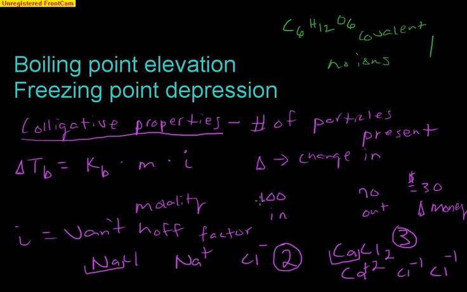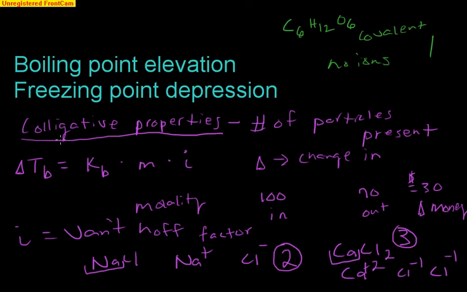So if no ions form in solution, the number that's going to be associated with covalent is 1. So you would put 1 in for your i, or you could just leave it out, because once we take our Kb times our molality, if i is 1, it's going to be the same thing. So Kb times m is the same thing as Kb times m times 1. So if it makes you feel better, you can put a 1 in for the i if you have a covalent compound, or you can just leave it out. Mathematically, you'll get the same number.